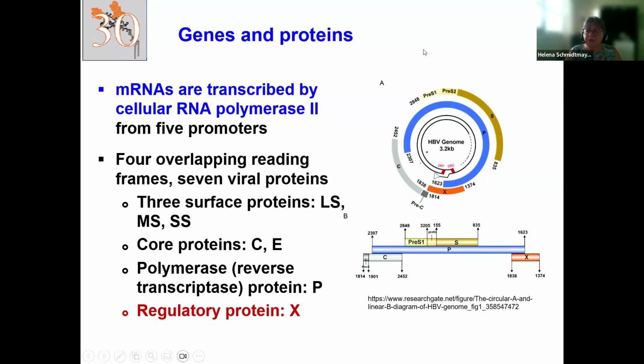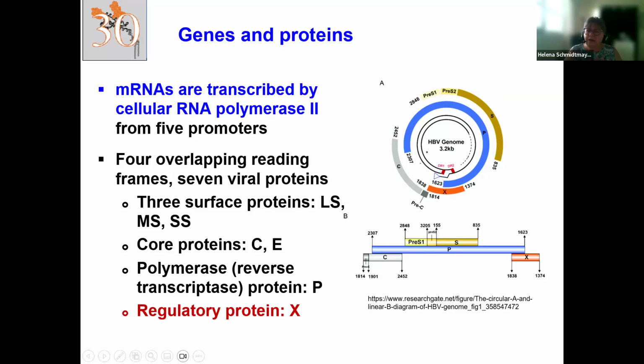And as we mentioned, there is a surface protein gene right here, which encodes three surface proteins. P gene encodes a polymerase, reverse transcriptase, with all three activities. C gene encodes capsid. There is also E gene, the function of which is not completely understood. Most probably it interferes with host immune responses. And X protein here in red.